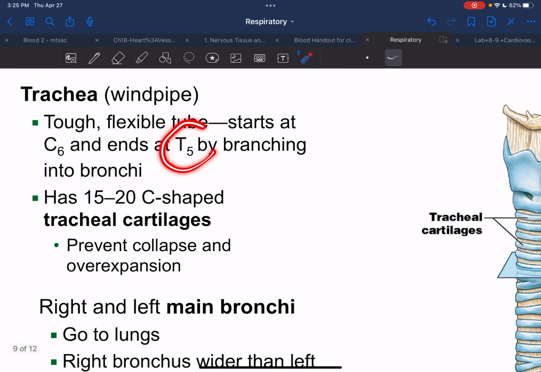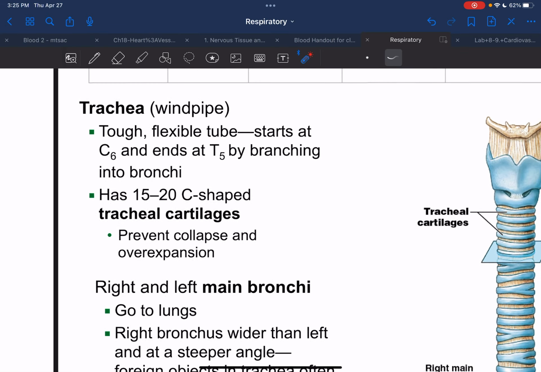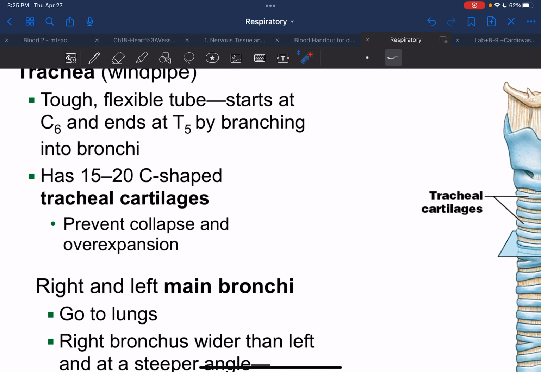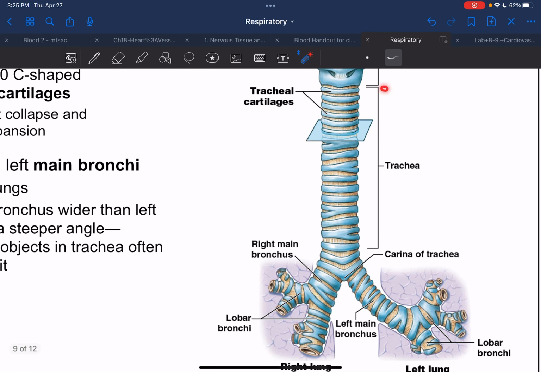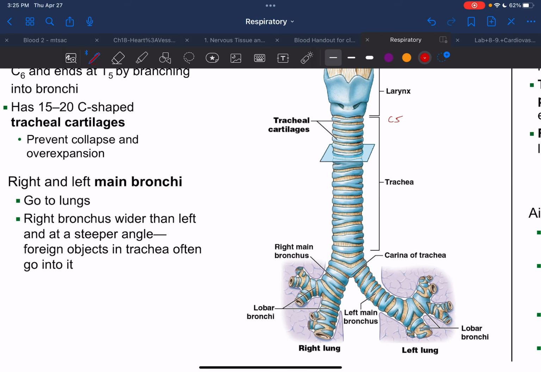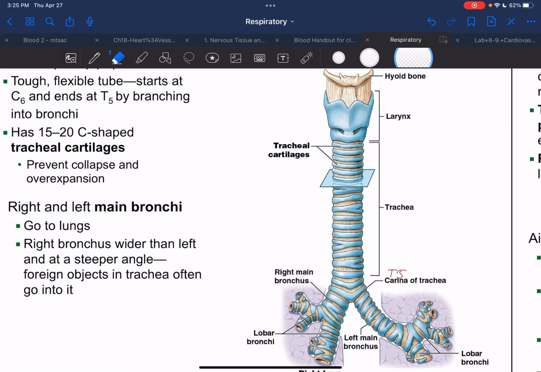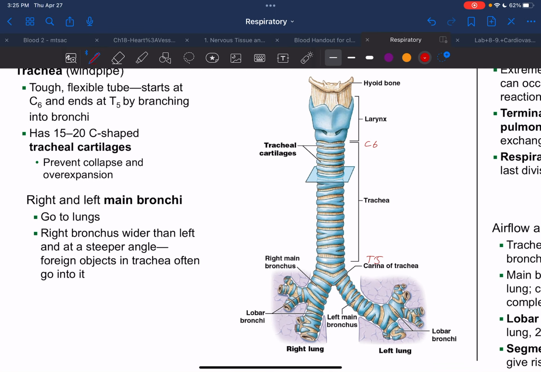7. How many thoracic ones do we have? 12. So how many pairs of ribs do we have? 24. And so here you can see that from here, C5, let's write that note. From C5 to approximately T5, pardon, to C6. Mess up my numbers here. That's where our trachea can be found.